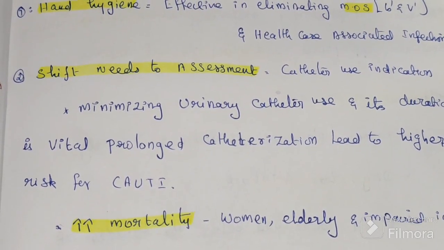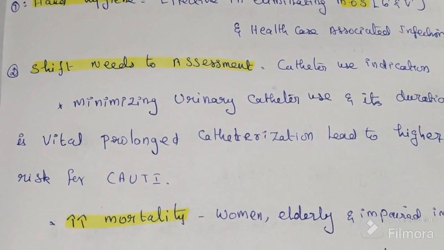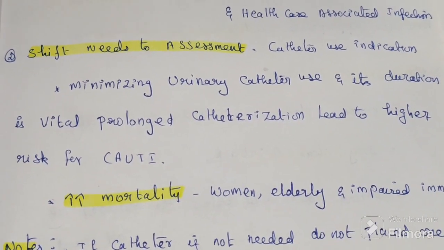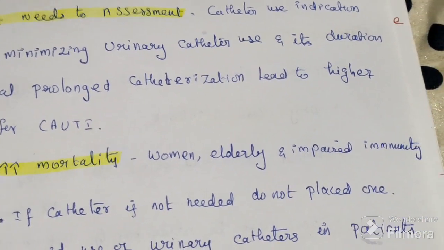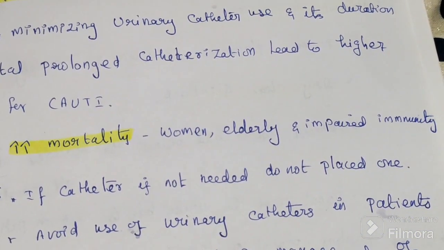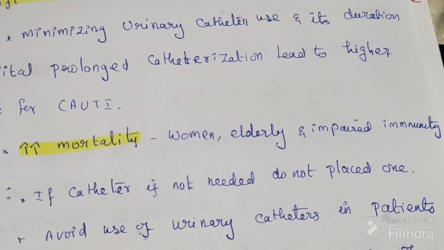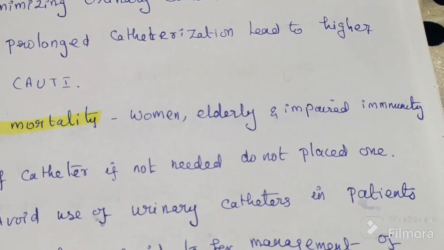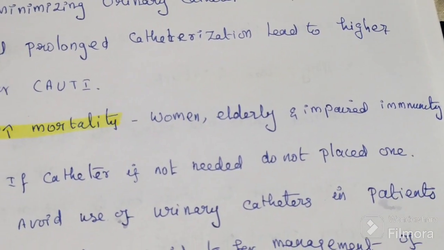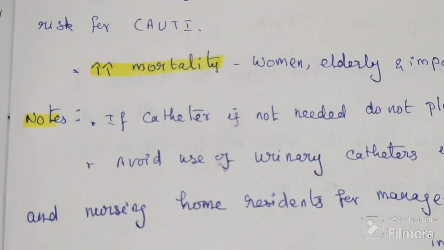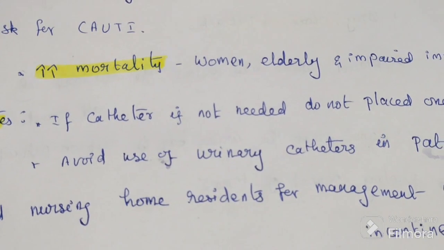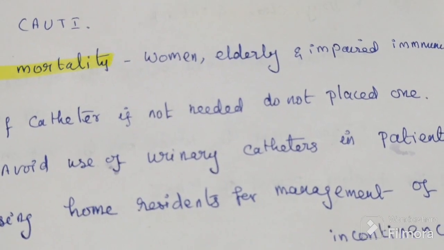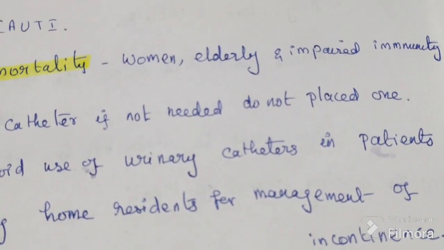Prolonged catheterization can lead to high risk for CAUTI and risk for mortality, and this is significant for women, elderly, and patients with impaired immunity. So this one increases mortality for women, elderly people, and patients with impaired immunity. Then take note, if catheter is not needed, do not place one. No need means do not place one.